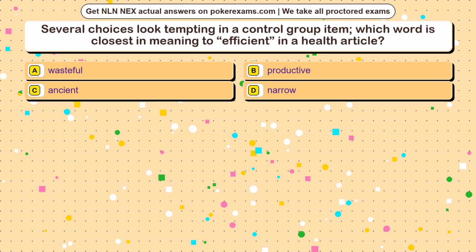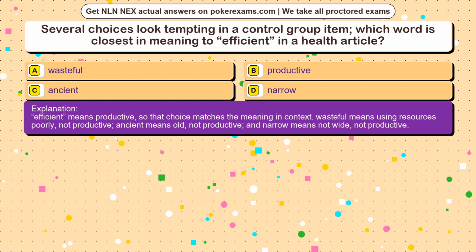The correct answer is option. Efficient means productive, so that choice matches the meaning in context. Wasteful means using resources poorly, not productive. Ancient means old, not productive, and narrow means not wide, not productive.